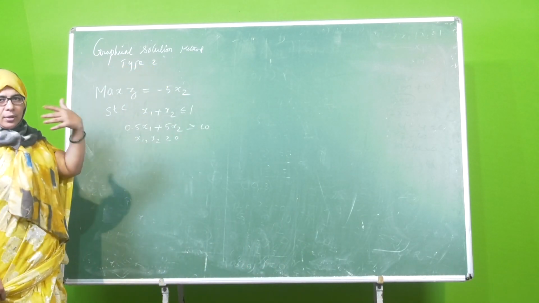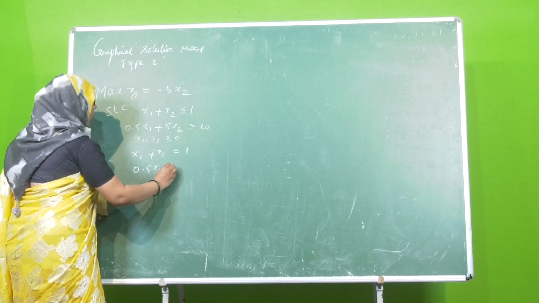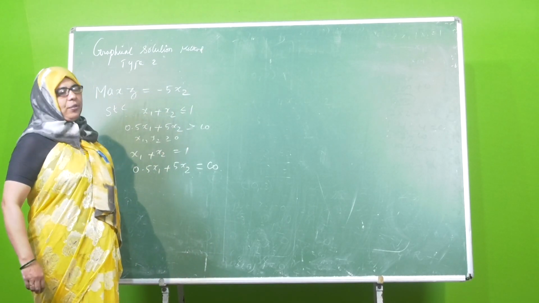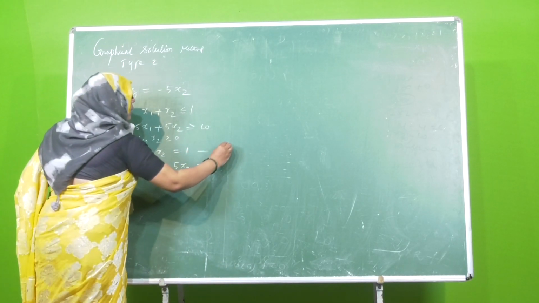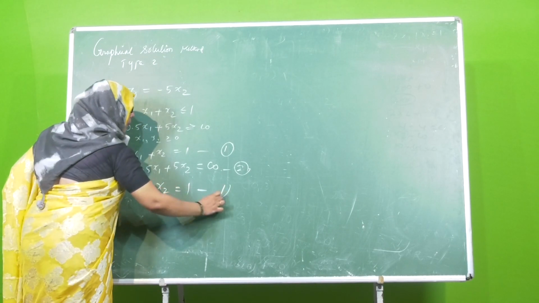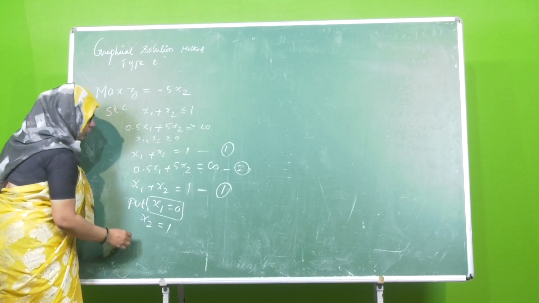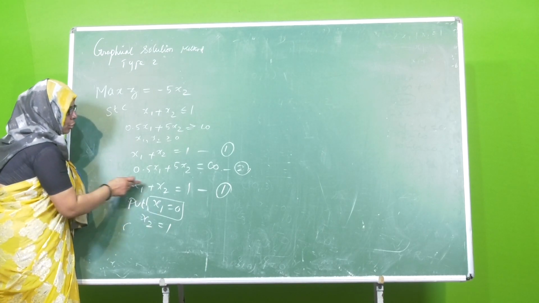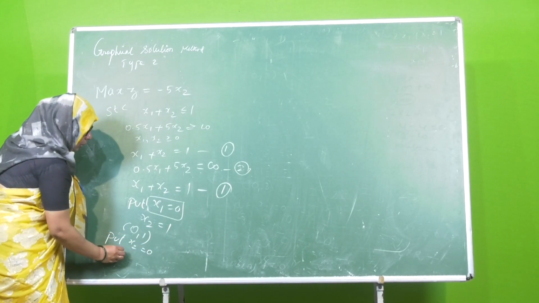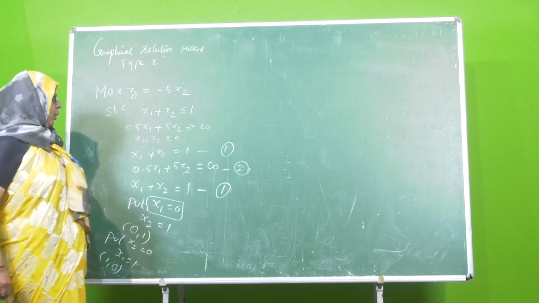So, as I told you in the previous problem, x1 plus x2 is equal to 1 and 0.5 x1 plus 5 x2 is equal to 10, because one constraint is less than or equal to and the other is greater than or equal to. That is equation 1 and equation 2. Put x1 equal to 0, so x2 is equal to 1. What is the point? (0, 1). Another point, put x2 equal to 0, that is x1 equal to 1, (1, 0). So these two pairs of points are (0, 1) and (1, 0).